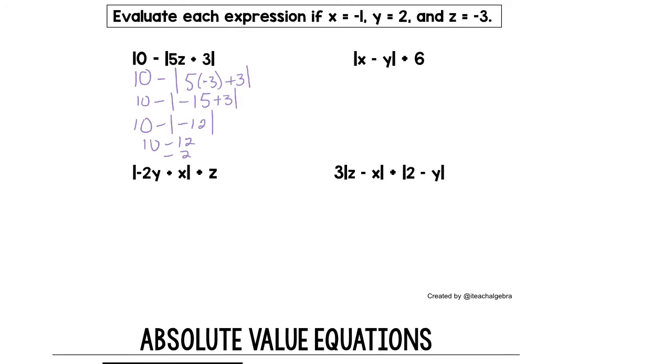Same thing on the next one. Absolute value of -1 minus 2, plus 6. Well, -1 minus 2 is -3. The absolute value of -3 is 3, and 3 plus 6 is 9. The last two are yours to try. Go ahead and pause here and try them on your own.